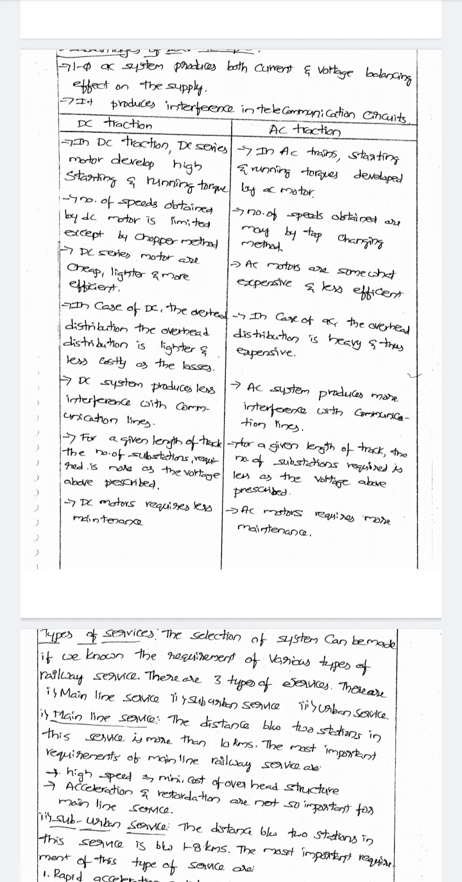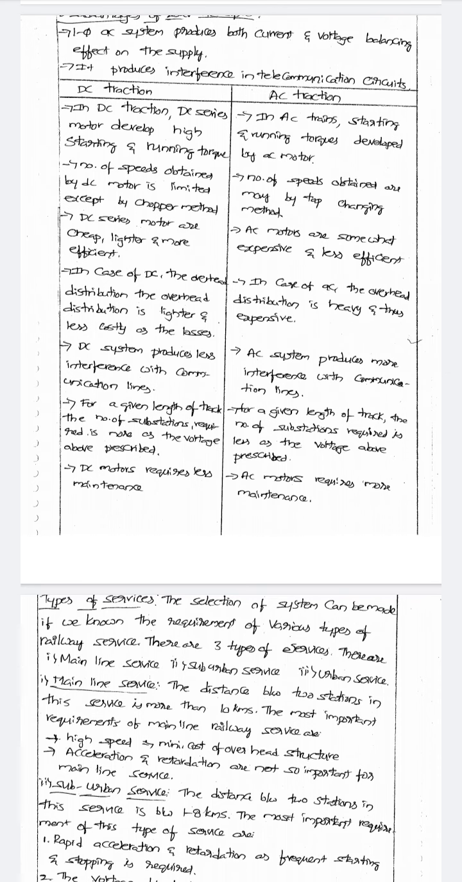Next one. For a given length of track, the number of substations required is more in DC, as the voltage is below the prescribed level. So while a train travels from one area to another, the number of substations required between stations is more. Whereas in AC, for a given length of track, the number of substations required is less, as the voltage is above the prescribed level. That is the difference between DC traction and AC traction.